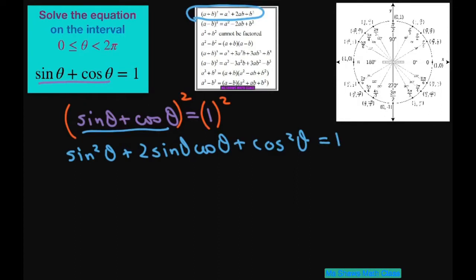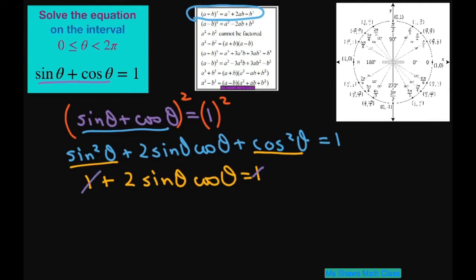All right. Now, I know that sine squared plus cosine squared is 1. So we have 1 plus 2 sine theta cosine theta equals 1. If you subtract 1 from both sides, the 1's go away. And so we have 2 sine theta cosine theta equals 0.